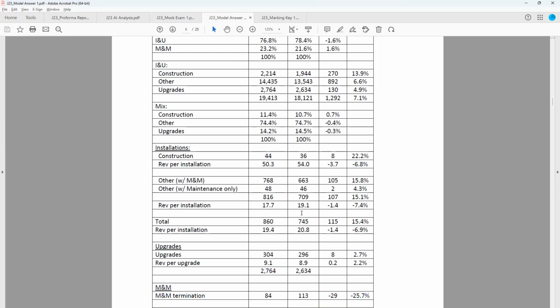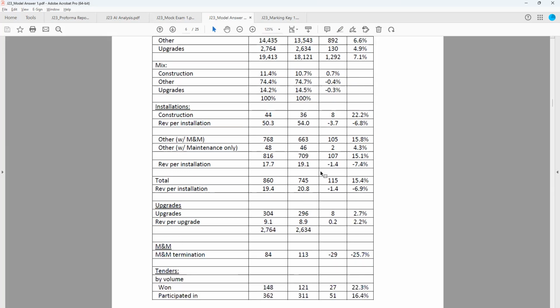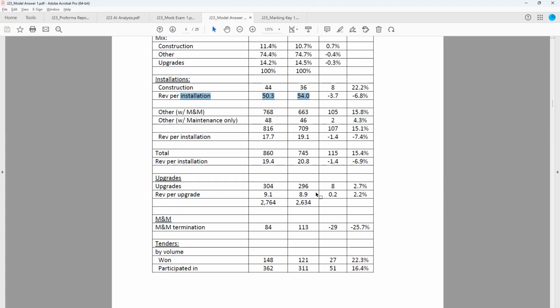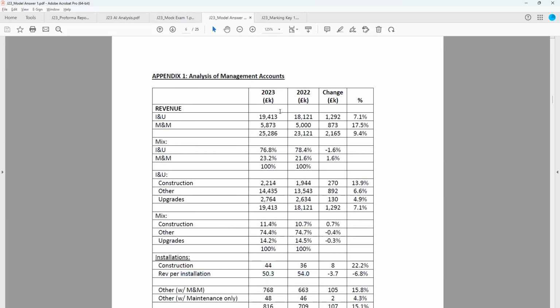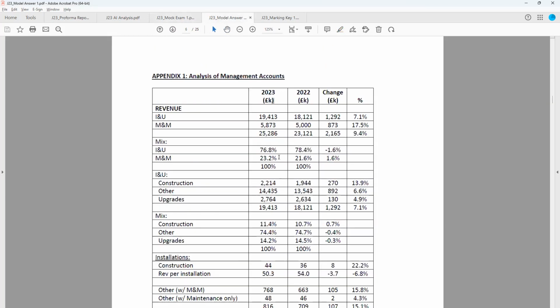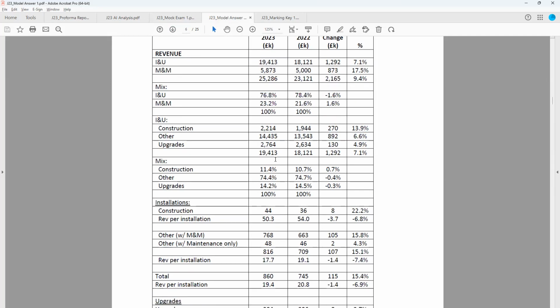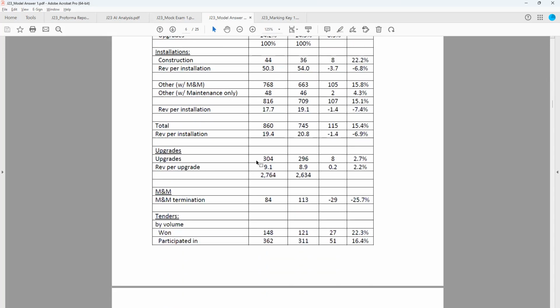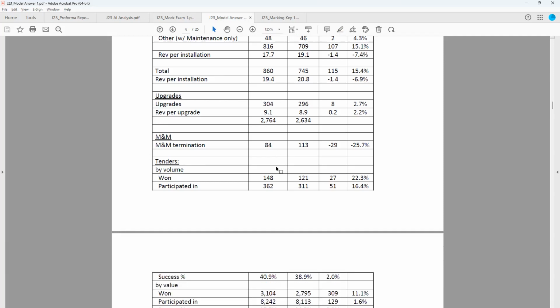So you might decide to put in all your prior year numbers and calculate the metrics like revenue per installation and mix and things like that, and then drag it across to the current year, 2023. So that should be fairly quick. And then of course you can just go through the exam paper and put the numbers in for the current year. And if you drag things like mix across from the previous year, then that will automatically populate the current year numbers, and revenue per upgrade and revenue per installation can all be dragged across.